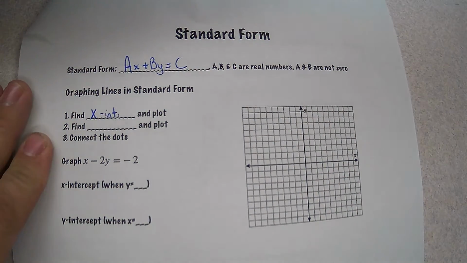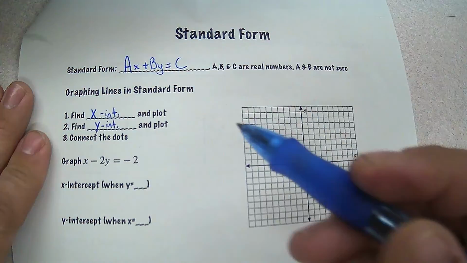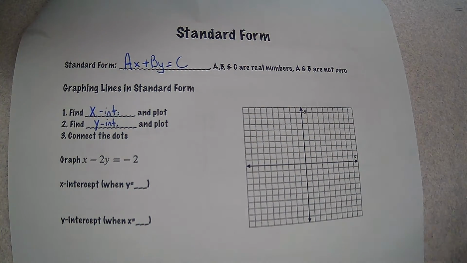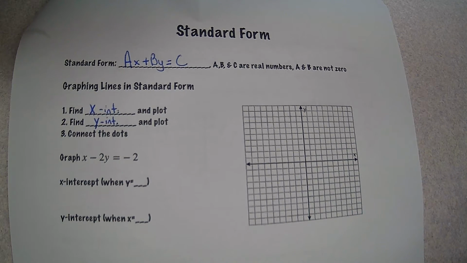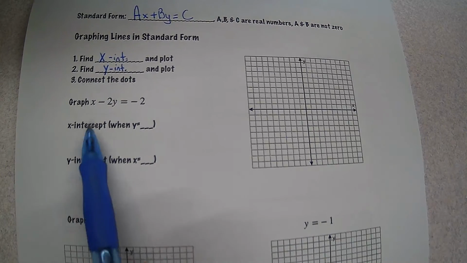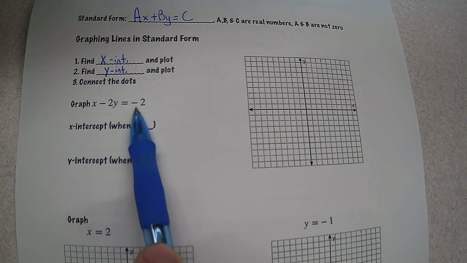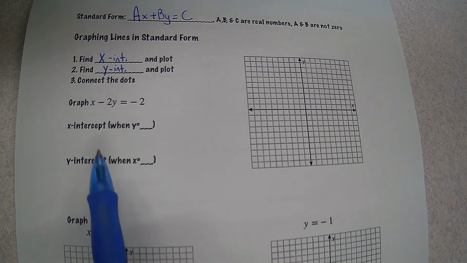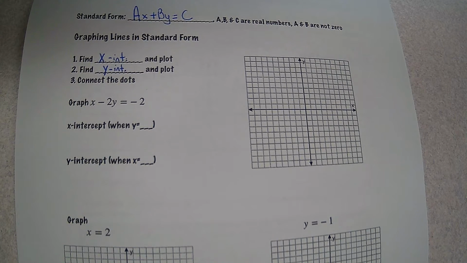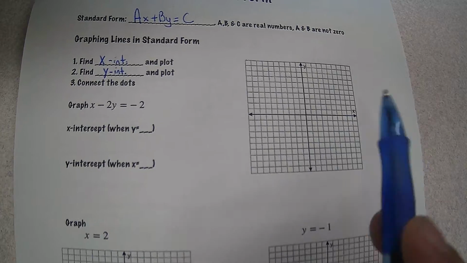I'm just going to abbreviate it that. And then we're going to find our y-intercept. And then we plot those. Then all we do is we have 2 points, and that's enough to draw our line and connect those dots. So if we have x minus 2y equals -2, the first thing that we're going to do is find our x-intercept. And the x-intercept is when our y value is 0.